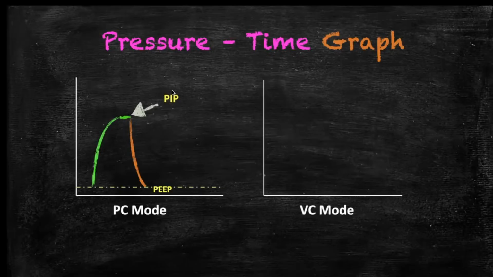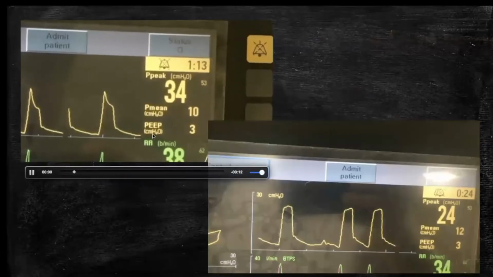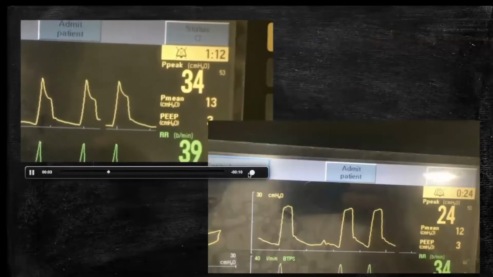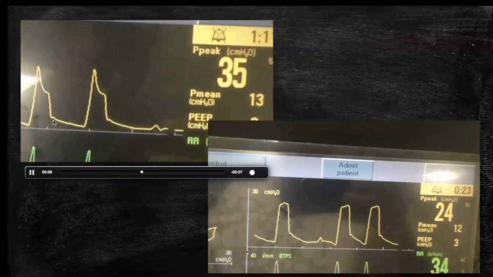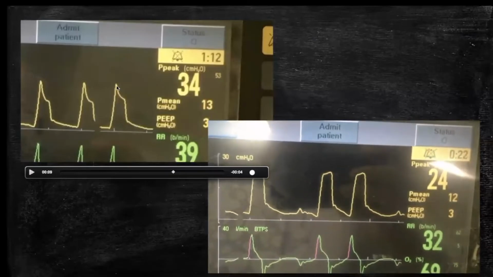And this is the PIP or peak inspiratory pressure in pressure control mode. While in volume control mode, again on top of positive end expiratory pressure or baseline pressure PEEP, there is a pressure wave, but as the volume is fixed and pressure is not fixed, we have two pressure peaks, PIP and P-plateau. So this is how in actual patients we will see this difference. This is volume control mode, and we can clearly see there is a PIP and P-plateau, and in pressure control mode there is a flat top with only PIP.